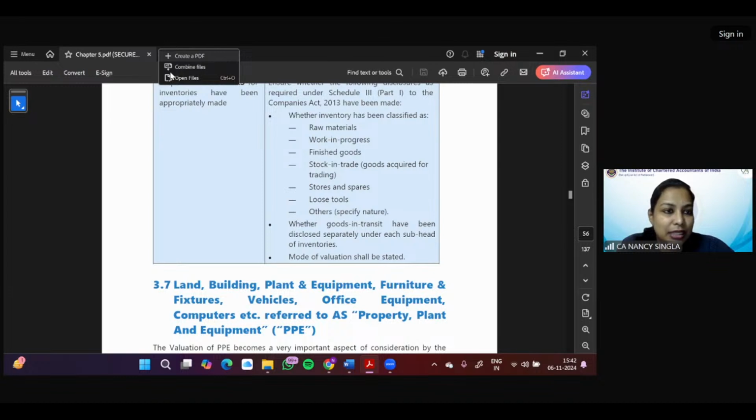Please send in a reply. Is it clear? Quickly send in your reply, students. So today we have done what? Cash and cash equivalents, inventories, and we have covered the disclosure. Amrit, Om Krishna, Sukaina, Bhumika are saying, ma'am, clear. Okay.